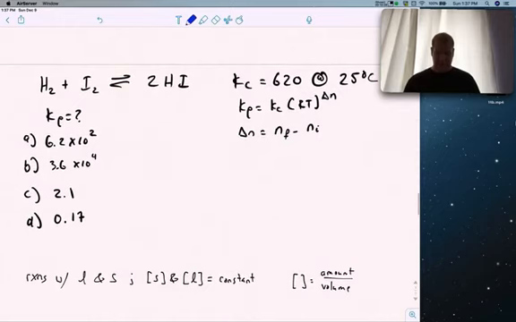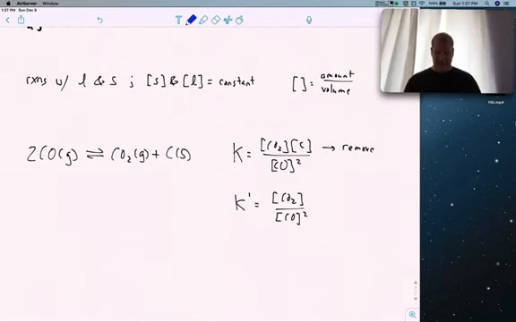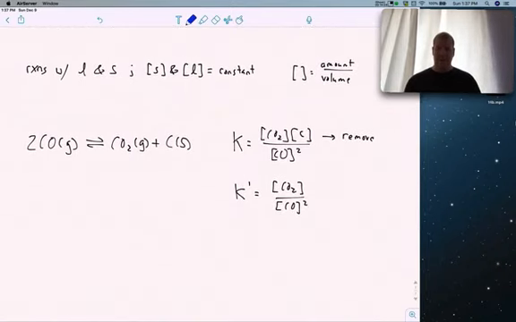Okay, so here is one. Hydrogen and iodine reacting to form 2 hydrogen iodides. The Kc is 620. What is the Kp? See if you can figure this out. So the delta n, there's 2 moles of gas on the left, 2 moles of gas on the right, so the delta n is 0. RT to the 0 is just 1. So the Kp is equal to Kc. The answer is A.